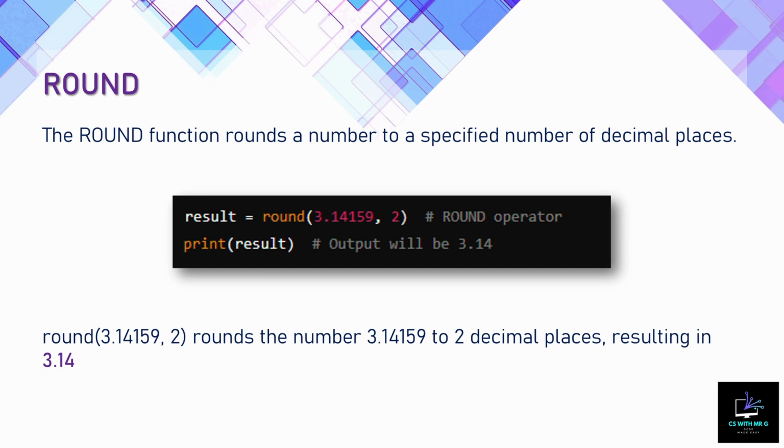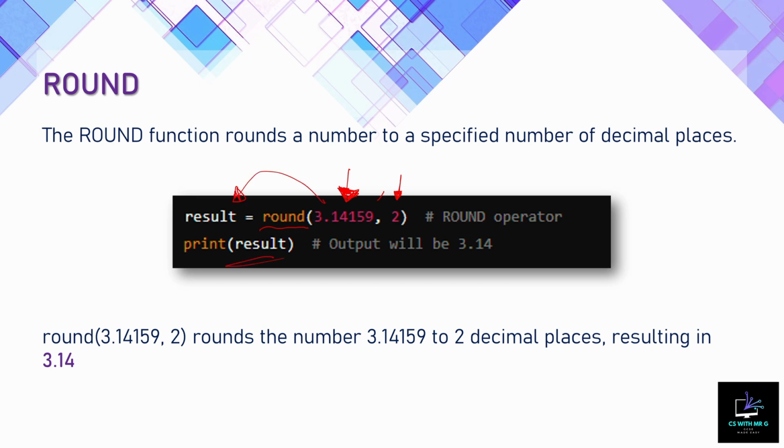Next, we have round, and the round function gives us the ability to round a number to a specific amount of decimal places that we wish. And how we do that is we simply use the word round. That's our keyword here. The number that we want to round goes first in the brackets. If we think back to our last lesson, this is known as the parameter. Then we have to put a comma and then the amount of decimal points that we wish to round it to. So in this case, I'm going to round this to 2 decimal points. And after I've done so, the answer will be stored in result.